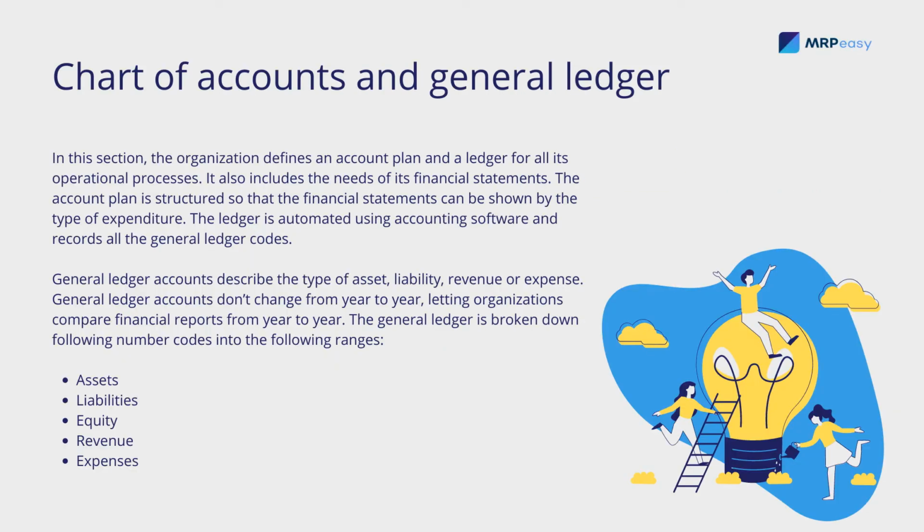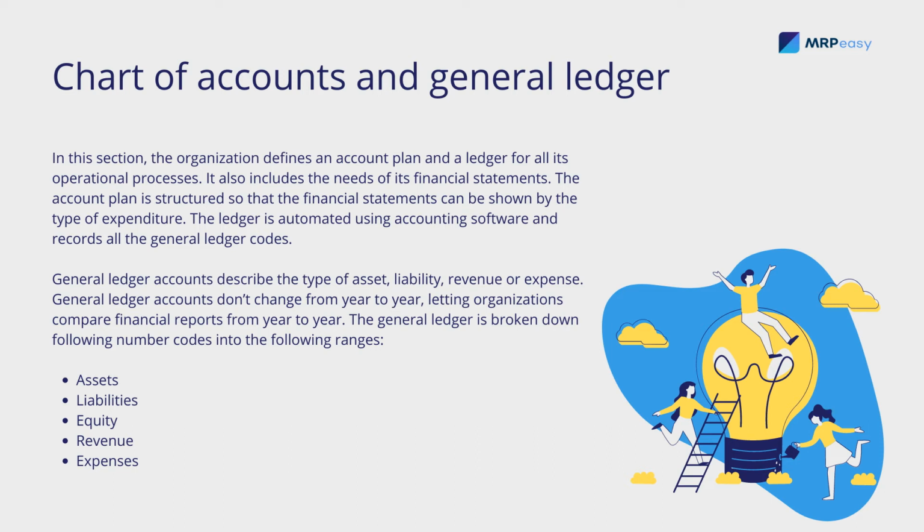Chart of accounts and general ledger. The organization defines an account plan and a ledger for all its operational processes. It also includes the needs of its financial statements. The account plan is structured so that the financial statements can be shown by the type of expenditure.